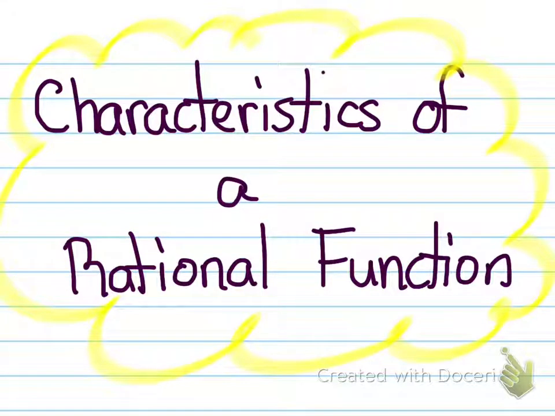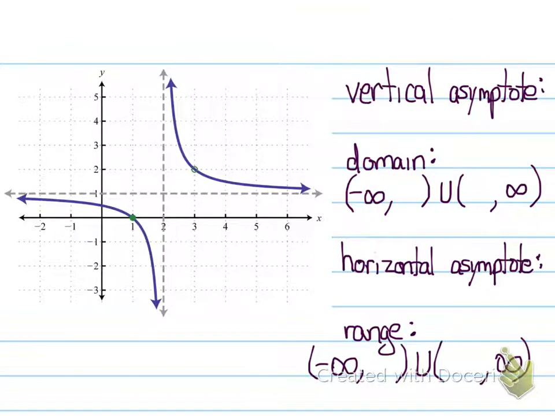Hello, everybody. All right, in this video, I'm going to teach you guys the characteristics of a rational function. All right, the first thing we need to do is look at the actual graph of a rational function. And the four characteristics we're going to focus on are vertical asymptote, domain, horizontal asymptote, and the range. An asymptote is basically an imaginary line which the actual graph gets close to but never crosses.